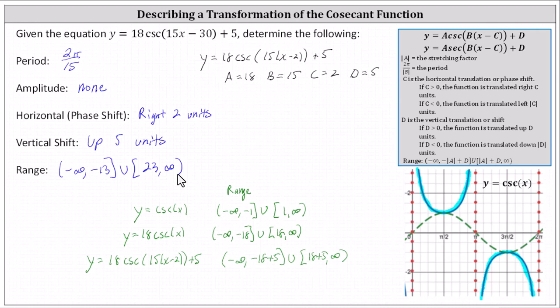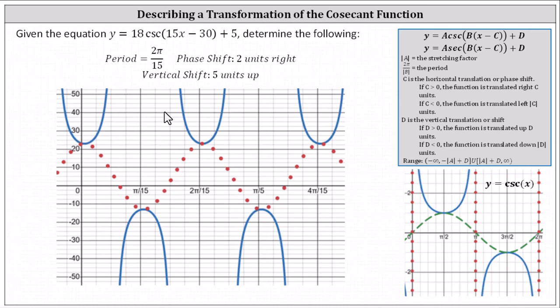And now let's see if we can verify these results graphically. It's going to be hard to verify the horizontal or phase shift of right 2 units because the period is so small. Here's a graph of the given cosecant function, as well as a related sine function. If we graph y equals 5, this does verify the vertical shift up 5 units. We can also verify the period is 2 pi divided by 15. Again, it's hard to verify the horizontal shift of right 2 units, but let's verify the range.